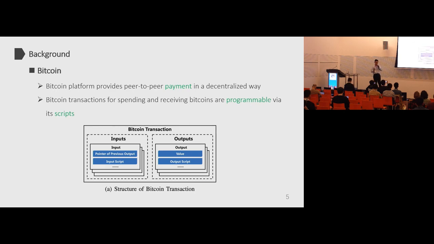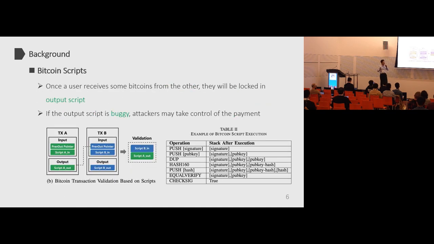The Bitcoin platform provides peer-to-peer payment in a decentralized way, and its transactions for spending and receiving Bitcoins are programmable. As shown in this figure, you can see the script inside the inputs and outputs. If someone sends or receives Bitcoins, the Bitcoins are locked in the output scripts. So the problem is that if this output script is buggy, the attackers may steal the Bitcoins through leveraging the defects of the scripts.